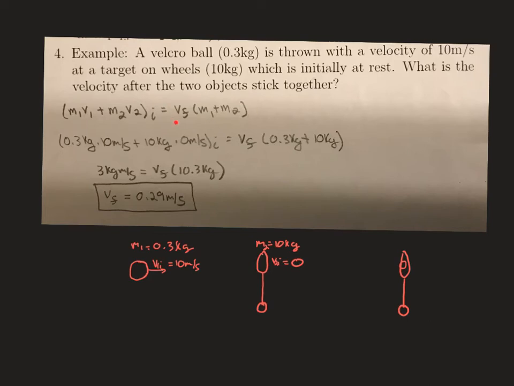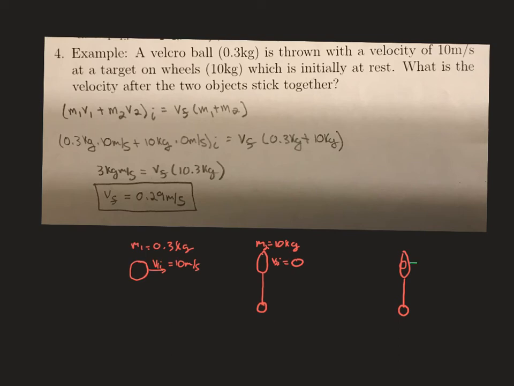Then we're going to plug in our final conditions, recognizing the fact that the final velocity of both objects is going to be the same because they've stuck together. So we have mass 1 plus mass 2. That's going to give us 10.3. And we carry through our unknown, the velocity final. So we're going to take 3 divided by 10.3 in order to get 0.29 meters per second.